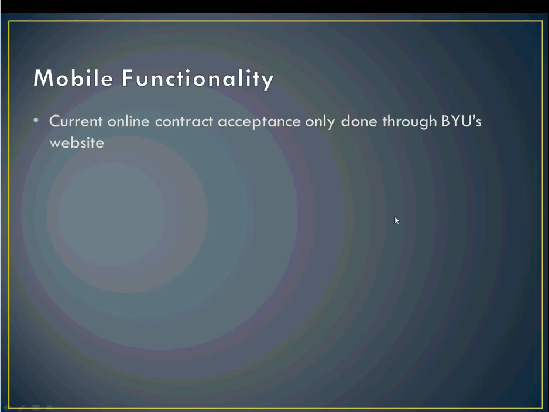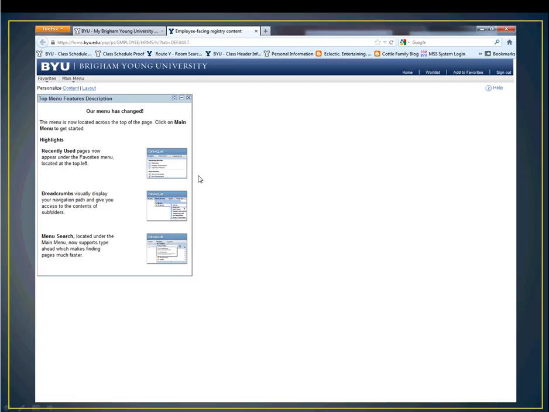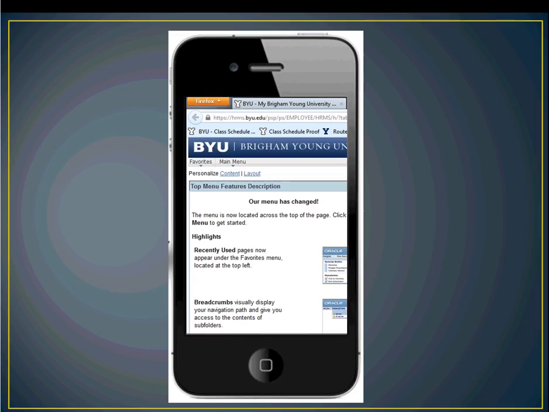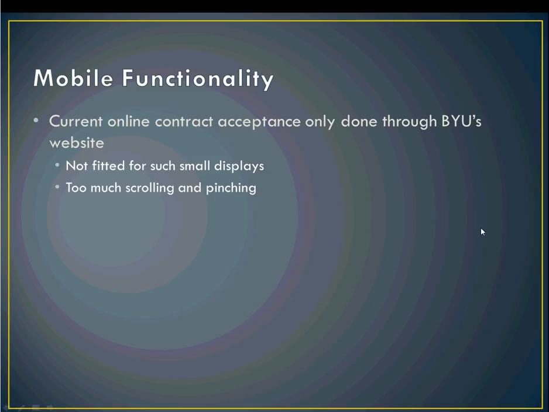For mobile functionality. Currently, the Online Contract Acceptance for continuing education is only done through the website, and while that's fine, you have this much content on this much real estate, until you try to put it on a smartphone, and then you only get this much of your screen. This leads to the problem of too much scrolling and too much pinching, and it's way too hard to see the actual contract, and they probably get lost trying to do it.